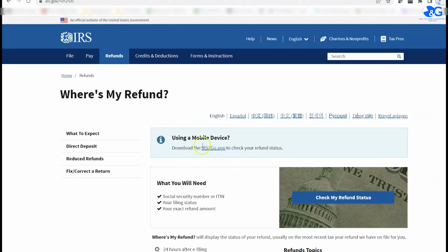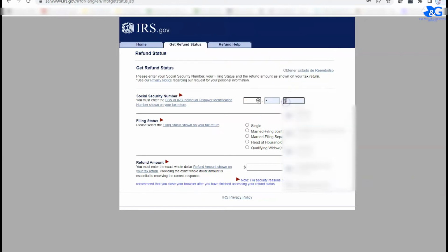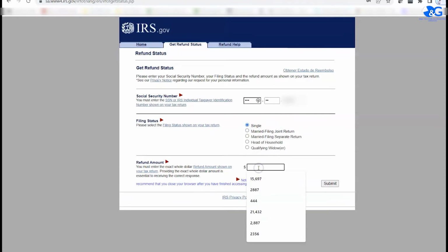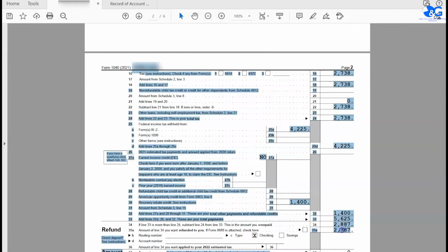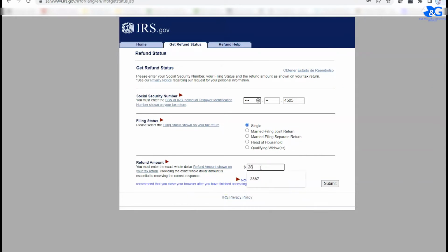So you click here, and the next thing is you go here, check my refund status. You're going to accept the terms and conditions here. And then the next thing is, like I told you, you need three sets of information. So you need your social security number. So in this box, you type in your social security number, and then you check the box single, and then you go back to your tax return. Now we know the tax return we looked at. On line 35A, we're expecting a refund of $2,887. So that's what we're going to put into the system, $2,887. And then once you're done, you submit.